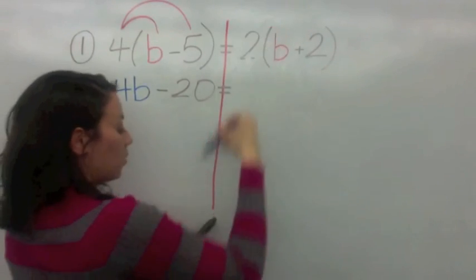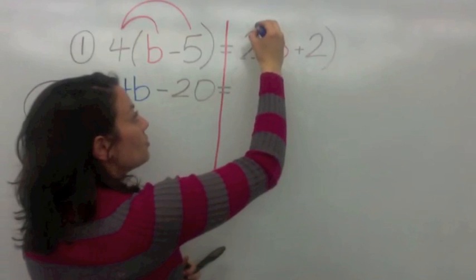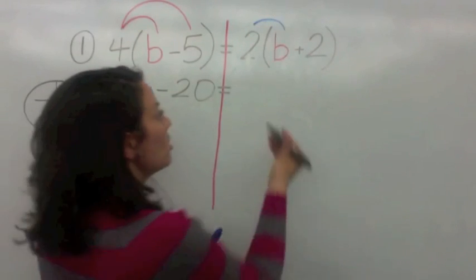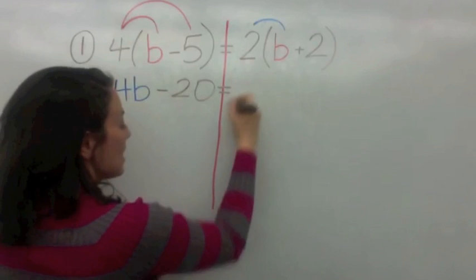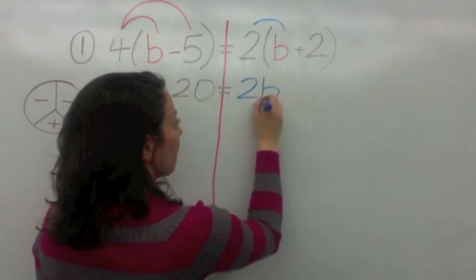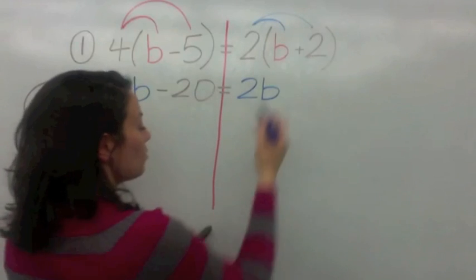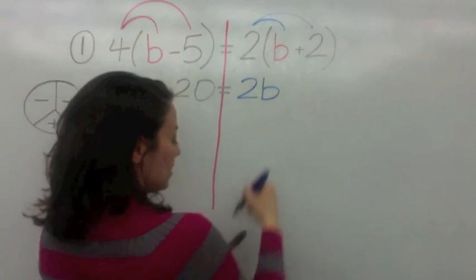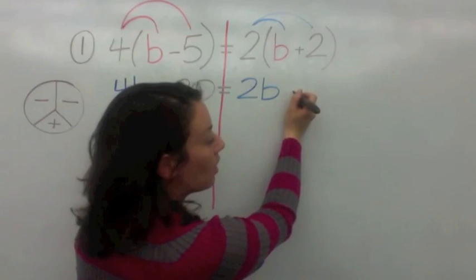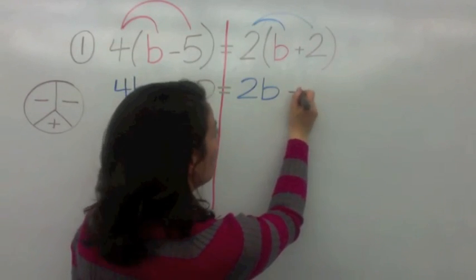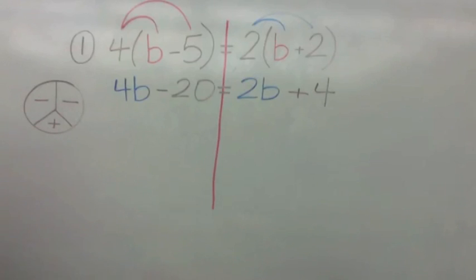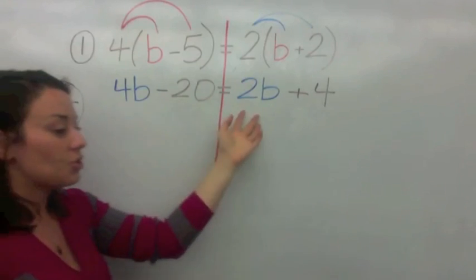But first you say, what is 2 times b? Okay, remember, they just touch, right? 2 times b is 2b. And then 2 times 2, that's easy. They're both positive, so it's positive what? 2 times 2. America, what's 2 times 2? Yes, it's positive 4. Okay, so now you have 4b on this side and 2b on this side.